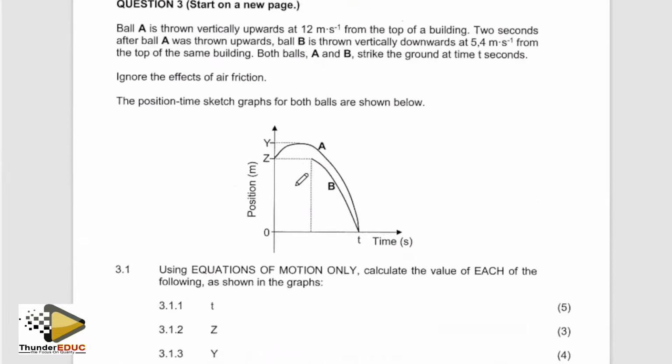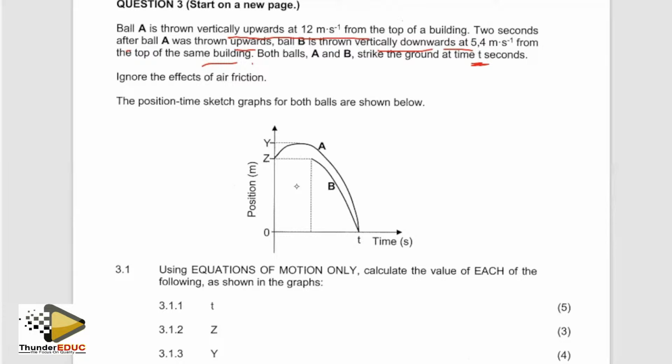Question number 3. It tells us that there's a ball A that is thrown vertically upwards at 12 meters per second from the top of a building. 2 seconds after A was thrown upwards, ball B is thrown vertically downwards at 5.4 meters per second from the top of the same building. Both balls A and B strike the ground at the same time, t seconds.